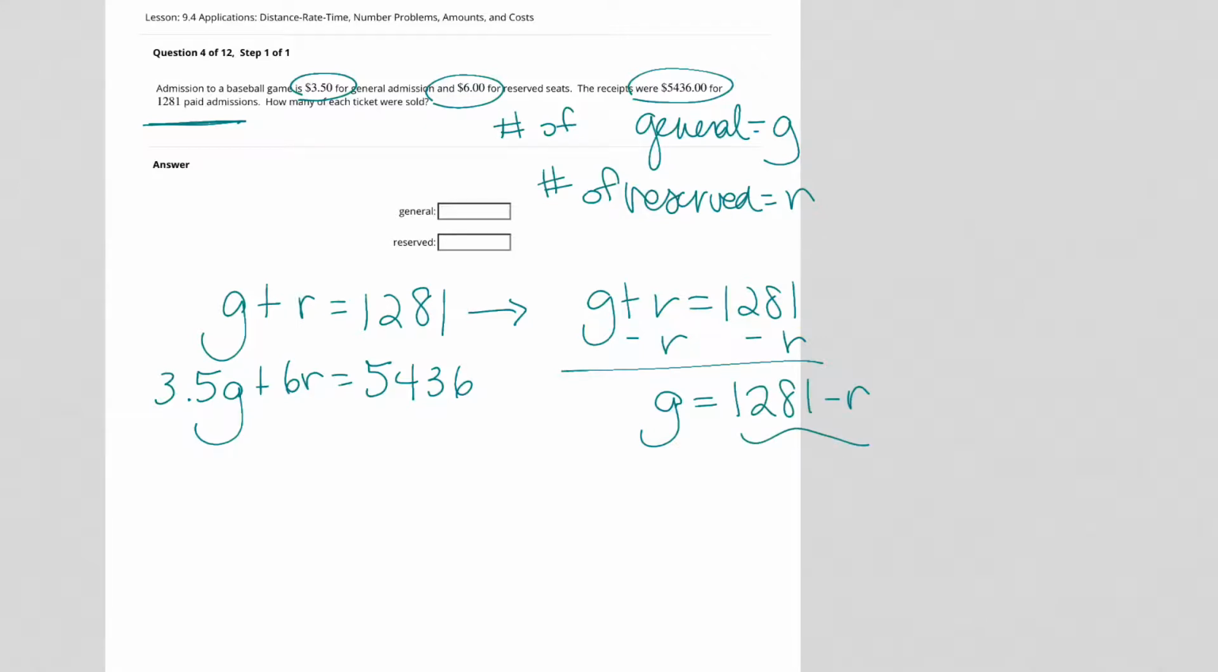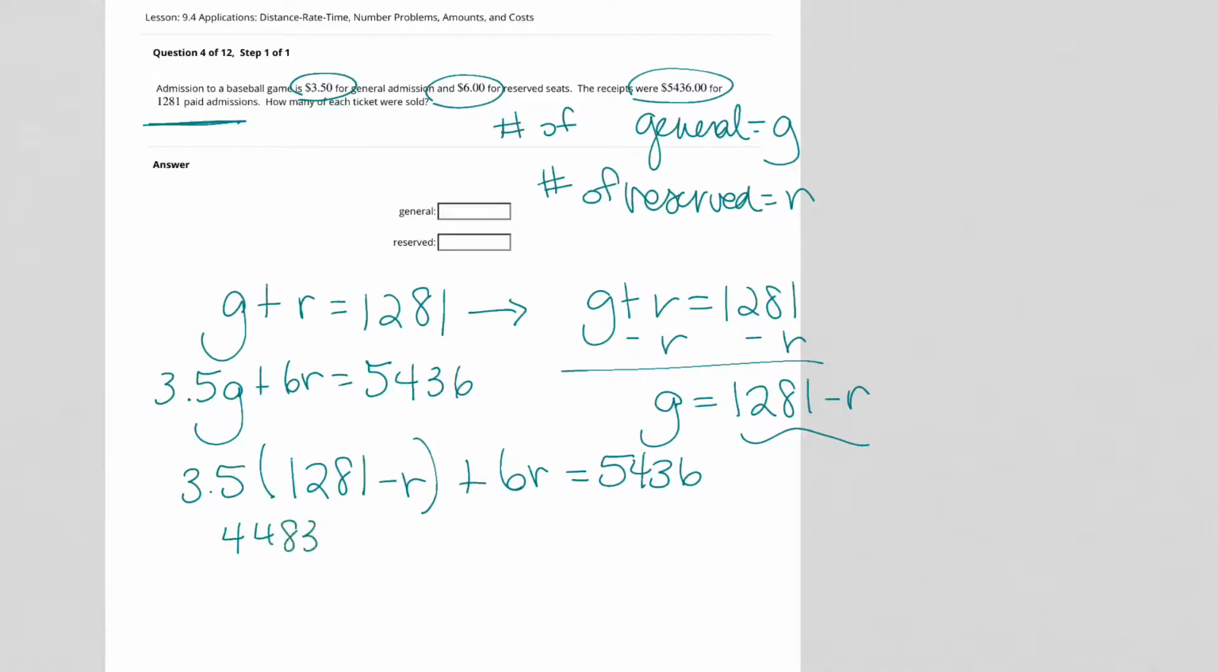I'm going to take that and replace the G in that second equation. That is going to give me 3.5 times (1,281 minus R) plus 6R equals 5,436. 3.5 times 1,281 is 4,483.5. 3.5 times negative R is negative 3.5R, plus 6R equals 5,436.